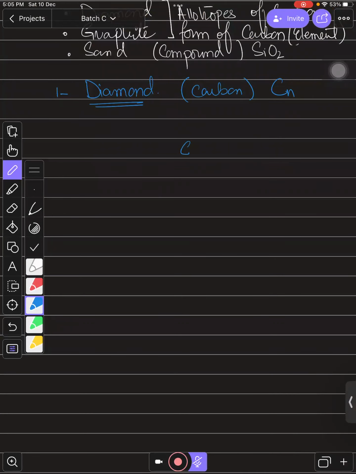Carbon is from group number 4, so there are 4 electrons in the outermost shell of carbon. So a single carbon forms 4 bonds with 4 different carbons, right, children? Yes, sir. One carbon has bonded with 4 different carbons. Then each of those carbons has again bonded with 4 different carbons. It is like this, right?